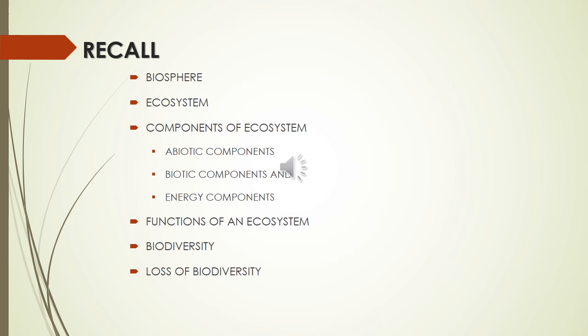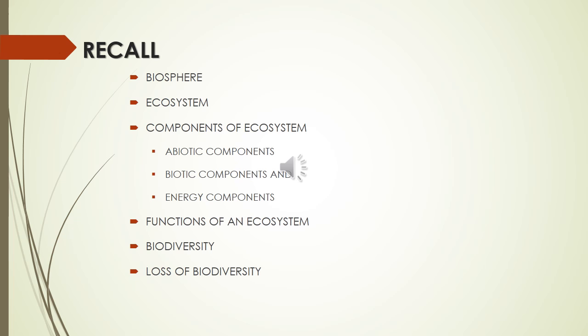Producers can prepare their own food, so they are called autotrophs. Consumers and decomposers can't prepare their own food, so they depend on other matter for their energy production. Then energy component. The basic ultimate source of energy for the biosphere is the sun. So sun is the ultimate source of energy for all living things.